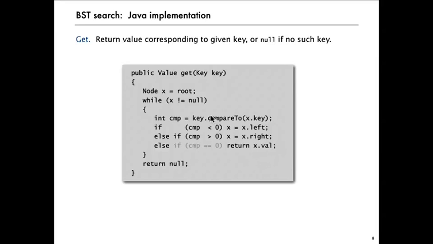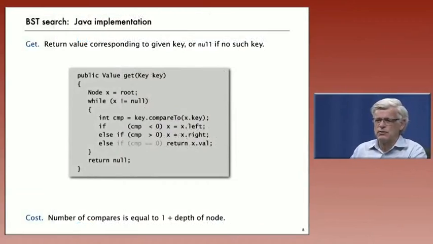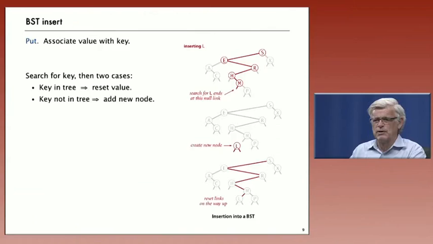If we get to the bottom and our current node is null, that's falling off the bottom of the tree, we return null. By our convention, that's equivalent to saying that key is not in our data structure, or not in our symbol table. So that's a very straightforward implementation of the get operation for symbol tables with a binary search tree representation. Now what's the cost? Well, we went down a path in the tree, so it's 1 plus the depth of the node in the tree.